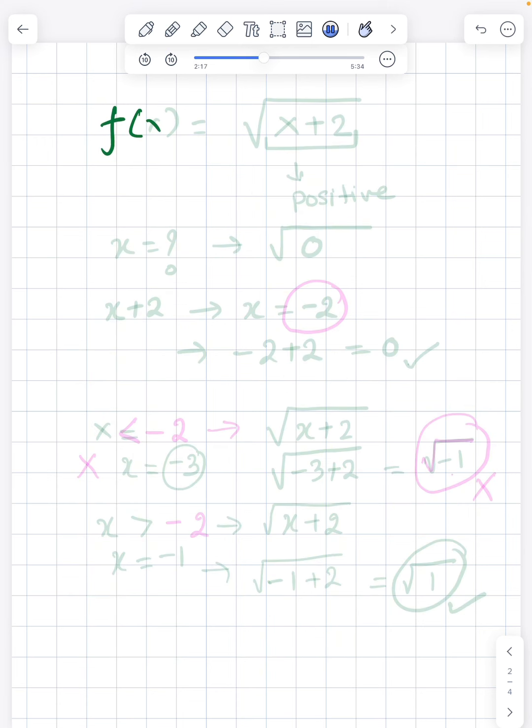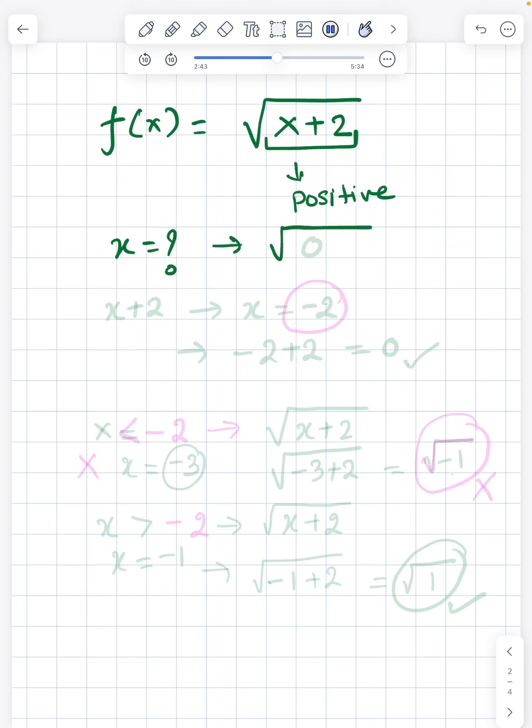Let's learn with an example. f of x equals square root of x plus 2. And as discussed, we want this expression to remain positive. So we have to find all the possible values of x that could keep this expression positive. So what could be those values of x?